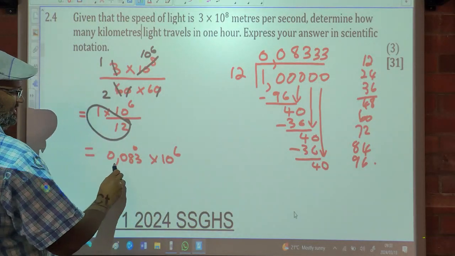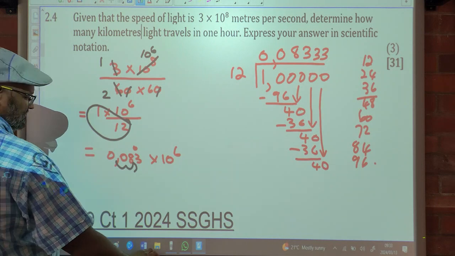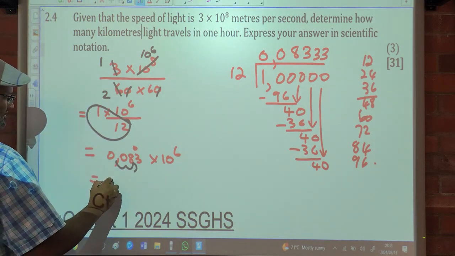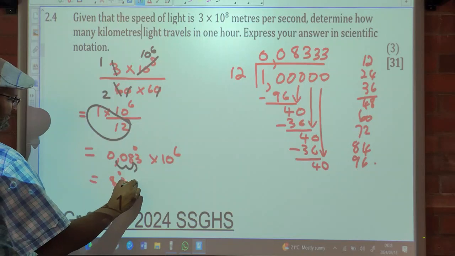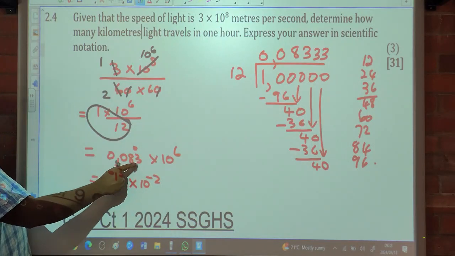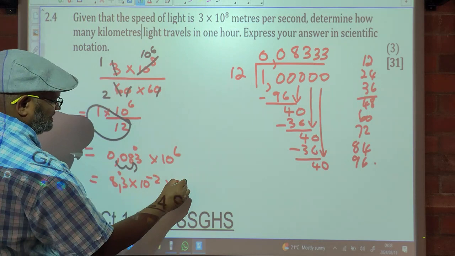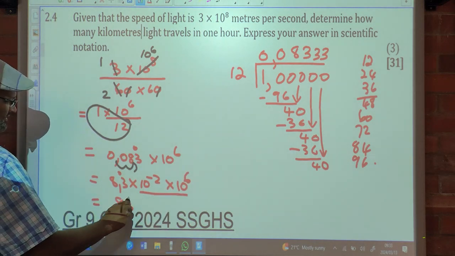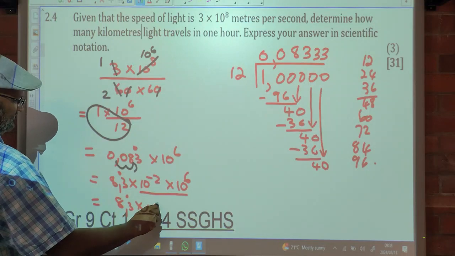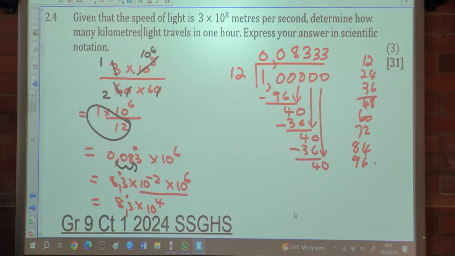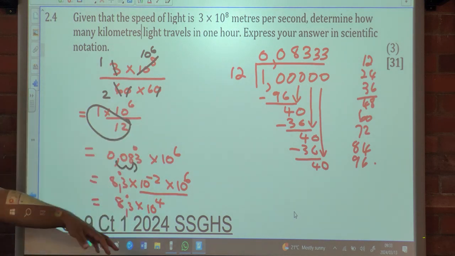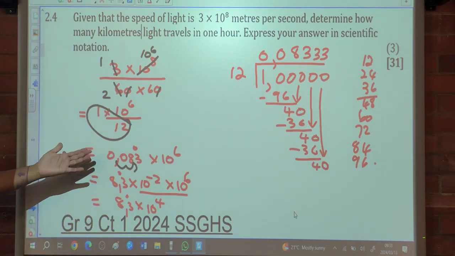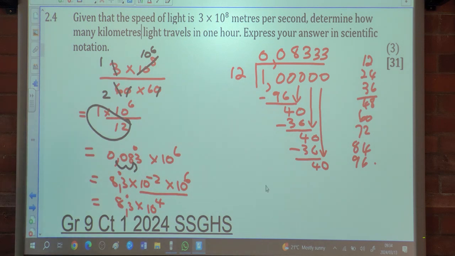But where should this comma be? After the 8. So that is 8.3 recurring times 10 to the minus 2 by moving the comma 2 units, times 10 to the 6. When we multiply and bases are the same, we add the exponents. So it will be 10 to the 4. So just write 8.3 or 8.33 or 8.3333 times 10 to the 4, or 8.3 recurring times 10 to the 4. Okay. Guys understand?